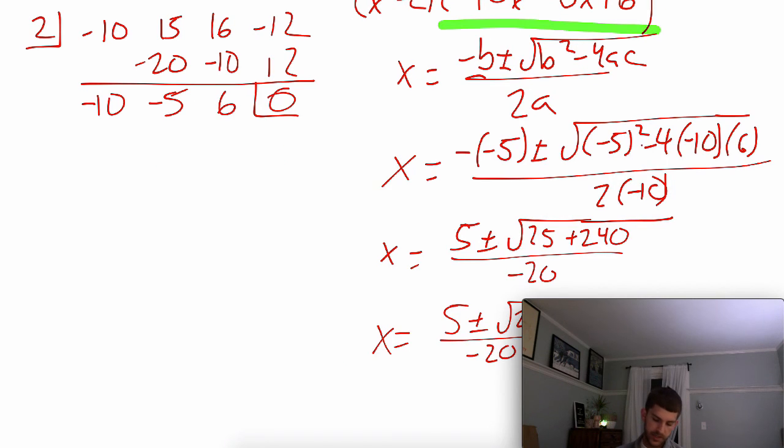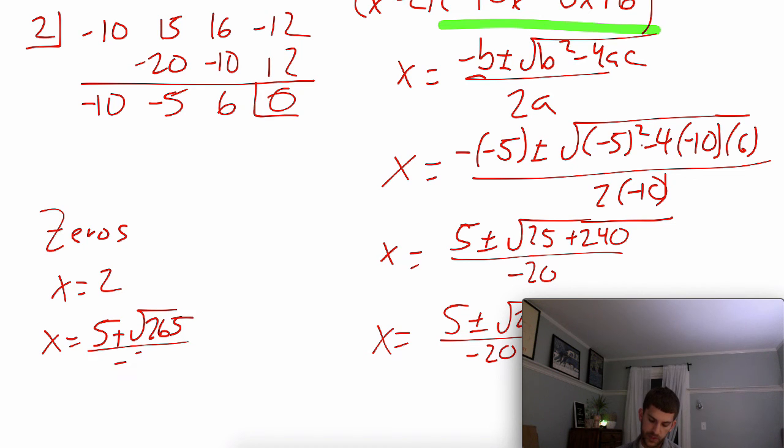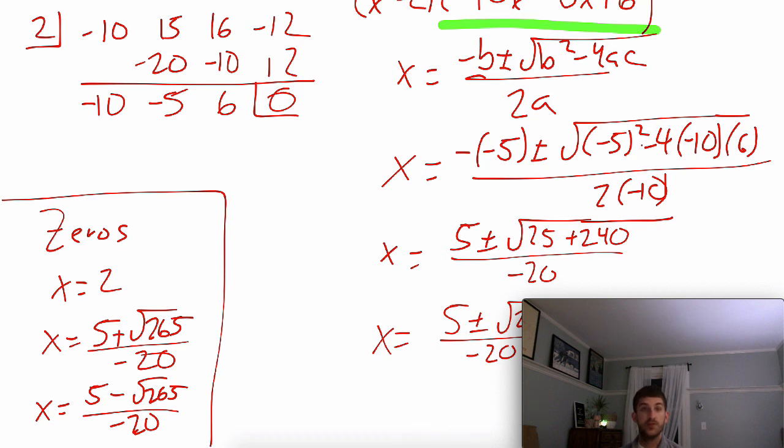So we're going to say our zeros. We found one using the graphing calculator, so we have x equals 2. The other zeros would be x equals 5 plus the square root of 265 over -20, and the third one would be x equals 5 minus the square root of 265 over -20. Those zeros aren't the prettiest zeros you'll ever see, but that's okay. Sometimes in real life, you're not always going to get pretty answers. So those are the 3 zeros.